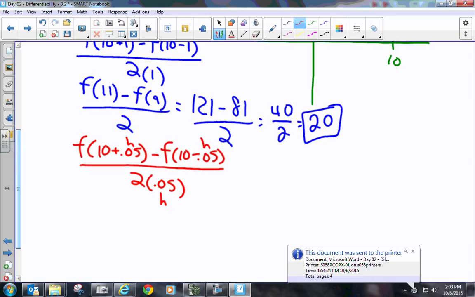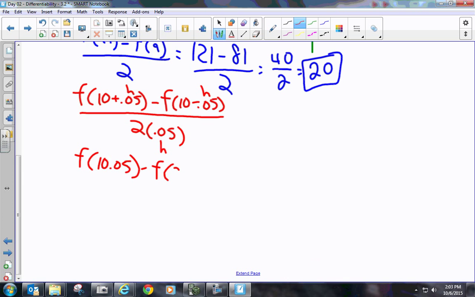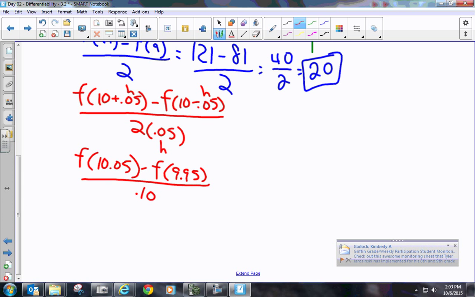So, we really got to take 10.05 and square it, and 9.95 and square it, because that's what these two values are. You get the function of 10.05 minus the function with 9.95 all over, that's 0.10, when I double that. What is 10.05 squared?